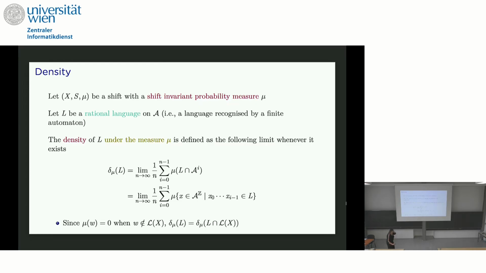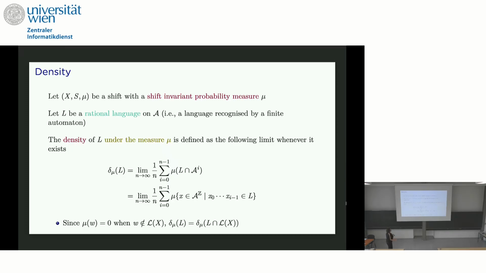Now I start with a shift, which gives me a measure. I start with a language. And then I can ask, what is the density of such a language? Remember, the language is, for instance, the set of words such that the number of occurrences of A's in these words is even. So such a rational language. So how can I define such a density?